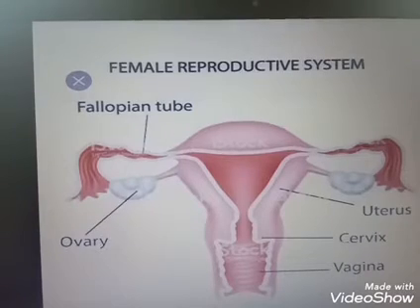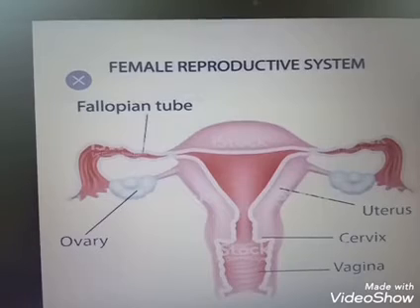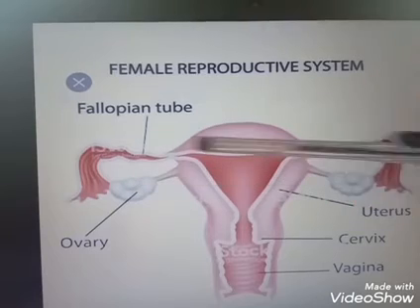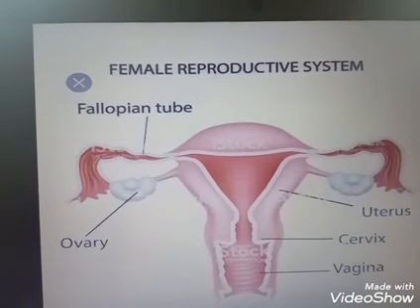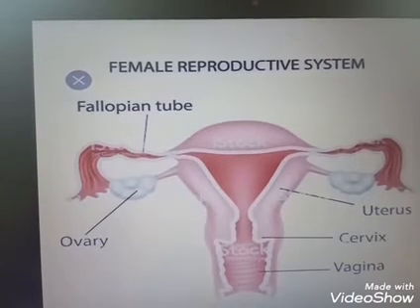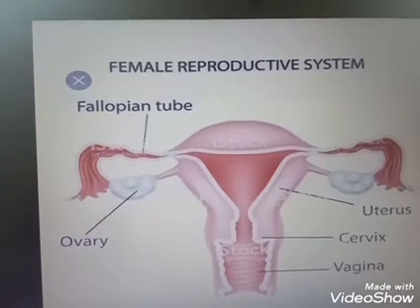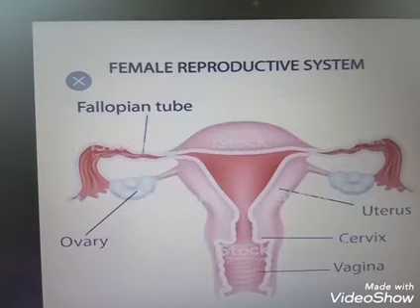This is the structure of the female reproductive system, and we discussed the portion ovary. It is paired, the primary sex organ in female, 2 to 4 cm in length, and it is covered by 3 layers: germinal epithelium, tunica albuginea, and the ovarian stroma.